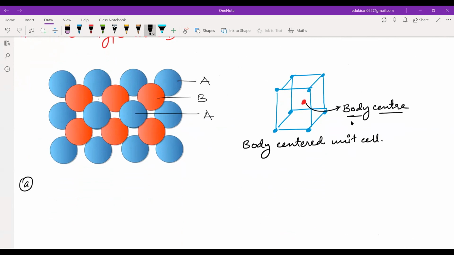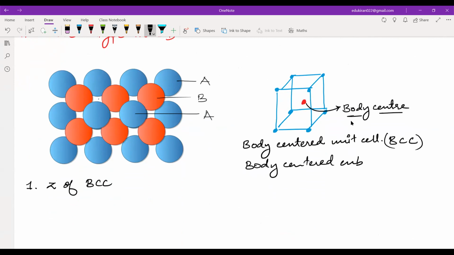Let me write the first thing that we will calculate is the Z of BCC. This is BCC, body centered cubic. Okay, BCC. Now, Z of BCC.